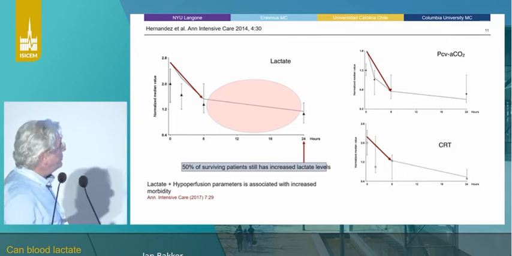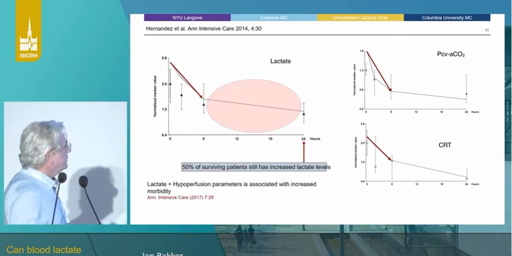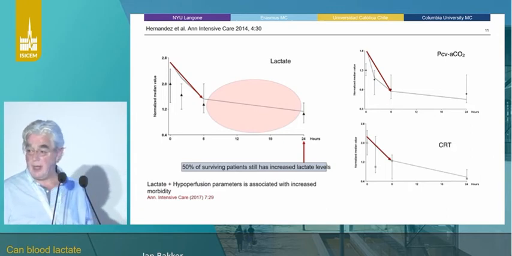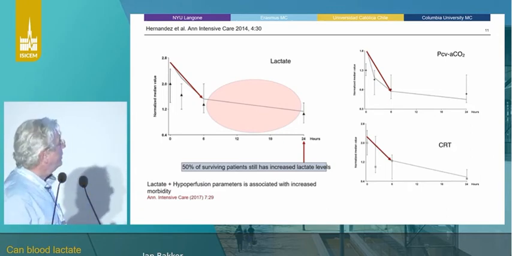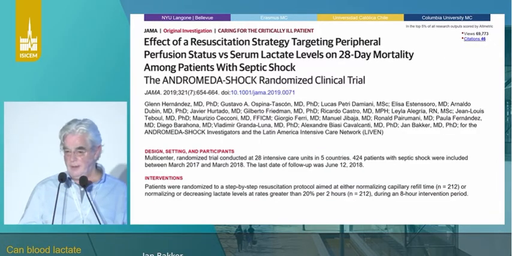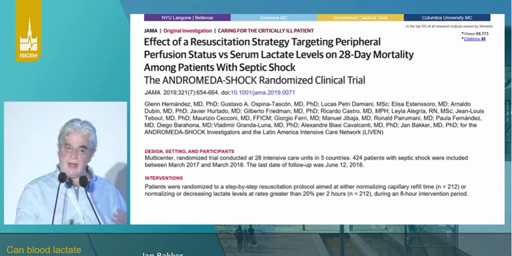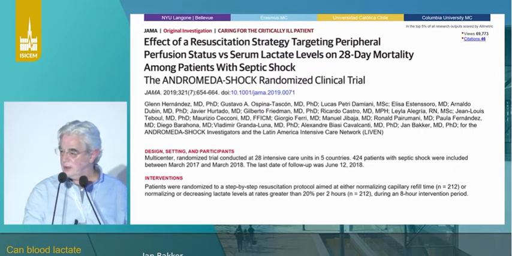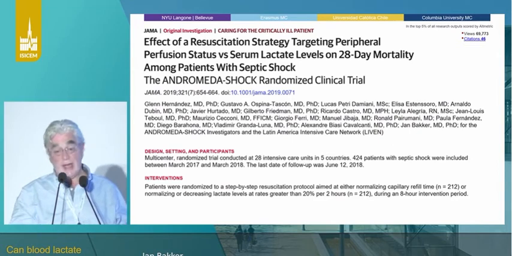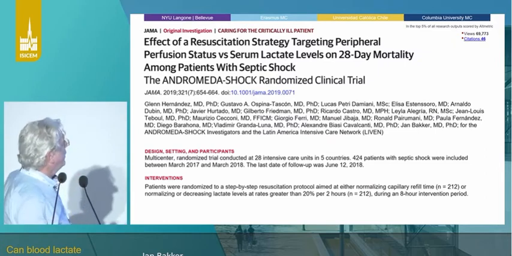And 50% of these surviving patients, it's 31, so don't make a lot out of it, it's only 15 patients, but still 50% of the surviving patients still had abnormal lactate 24 hours after admission, after having corrected their perfusion abnormalities. And that's why we said, okay, if this perfusion indicator in the early phase of septic shock is reflecting the increased lactate, then maybe a perfusion indicator is more useful than lactate in and of itself. No studies, so we had to test it, and that's why we did the Andromeda shock study.